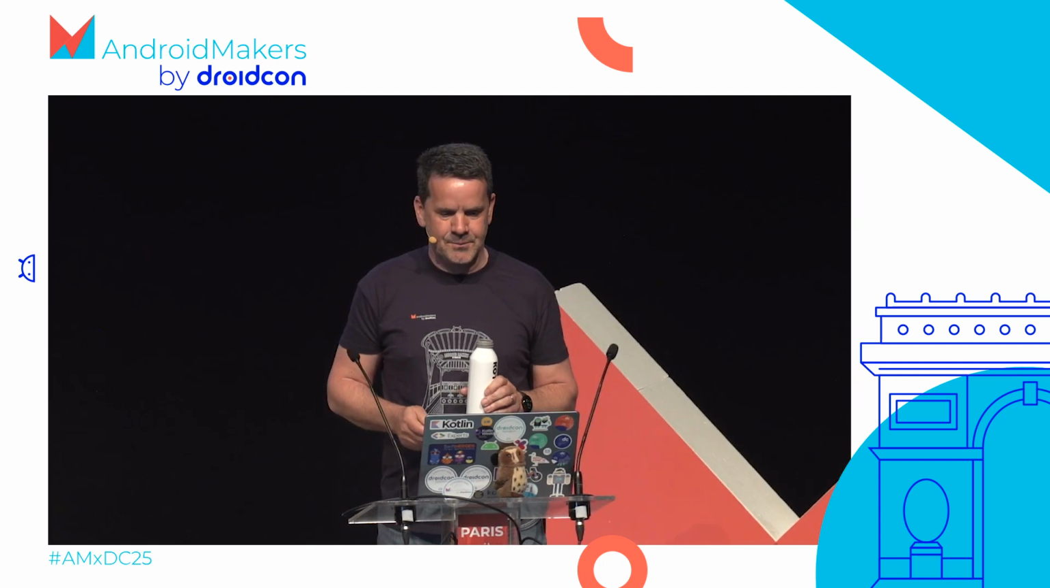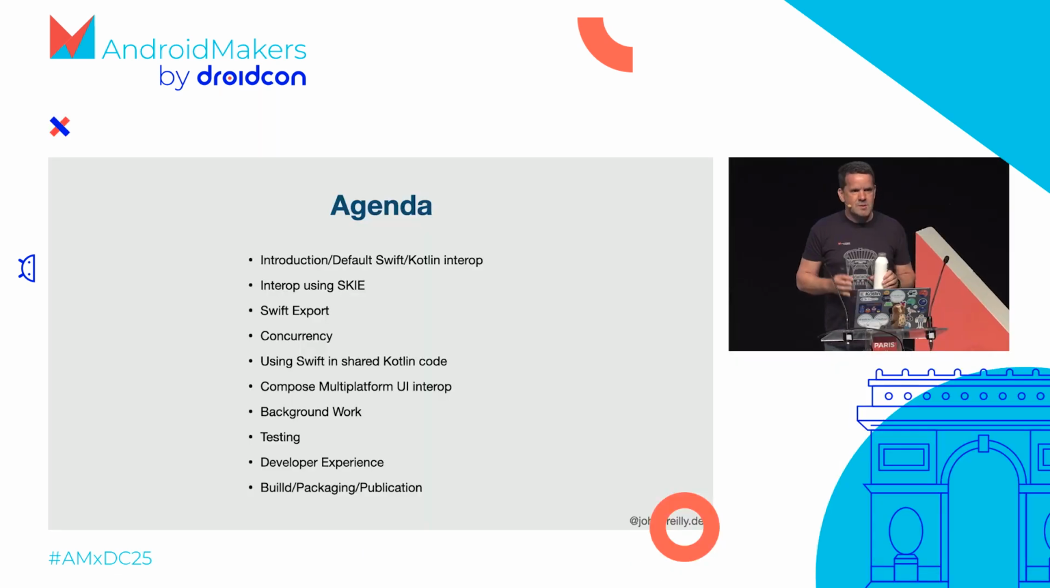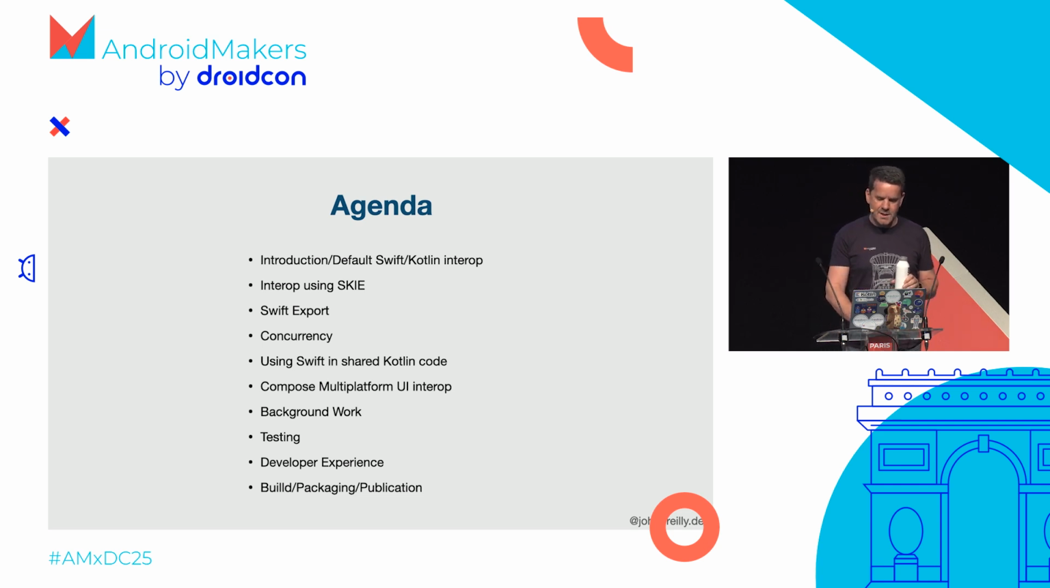So we're going to talk today about various patterns and capabilities that we can apply when using Kotlin and Compose Multiplatform on iOS. We'll start by giving a basic introduction to the ecosystem and talk about the default Swift Kotlin interop we get out of the box. This has a number of limitations, and then we'll cover the capabilities that the Sky framework provides to address those. We'll touch on the new Swift export functionality that JetBrains is developing to improve that interop.